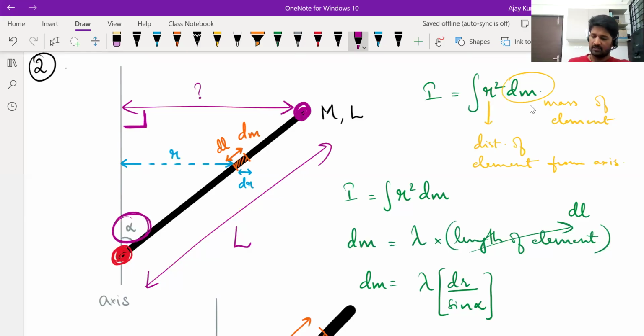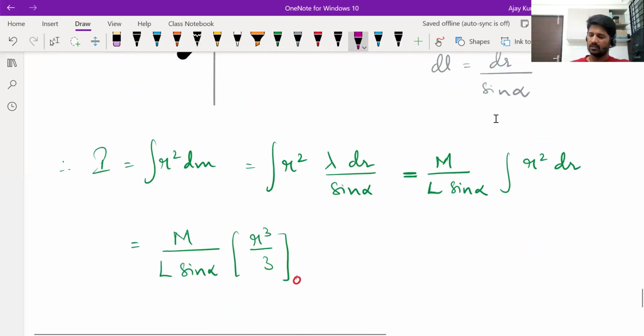For this angle alpha, L is the hypotenuse, and you are looking for the opposite side. Again sin alpha, and this side becomes L sin alpha. So the upper limit, or the final value of r, will be L sin alpha.